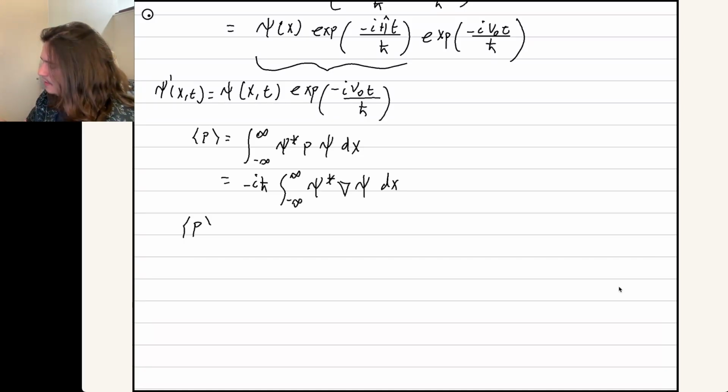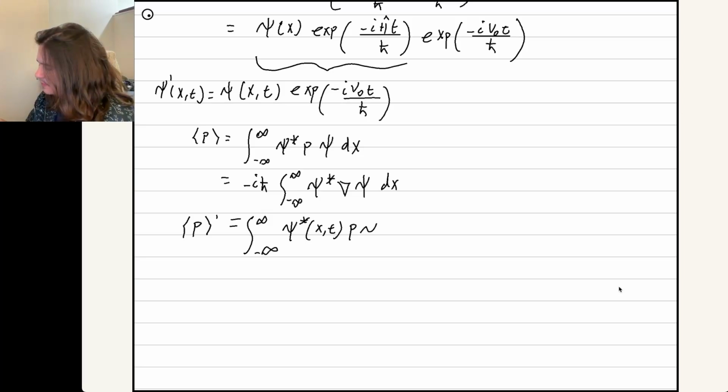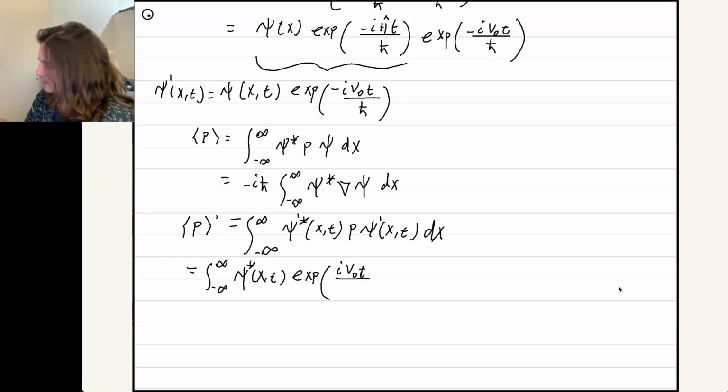If we add our V naught to the Hamiltonian, then we can write it like this, where I'm shorthanding. These wave functions are the time-dependent wave functions that we are putting in our integrand. The way we defined our new time-dependent wave functions is as the same as the old ones times this new factor, where I have to take the complex conjugate now, so we'll have plus i V naught t over h bar here, times the momentum operator, and then psi of x and t, and then minus i V naught t over h bar.